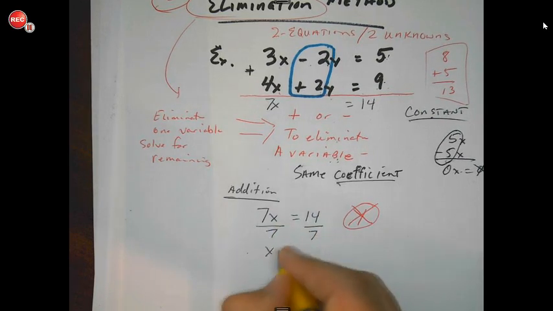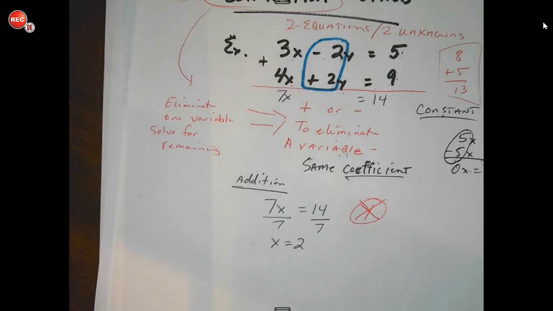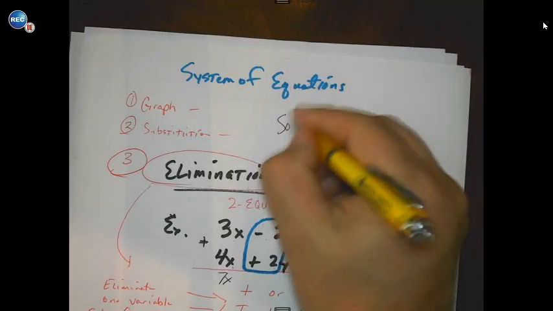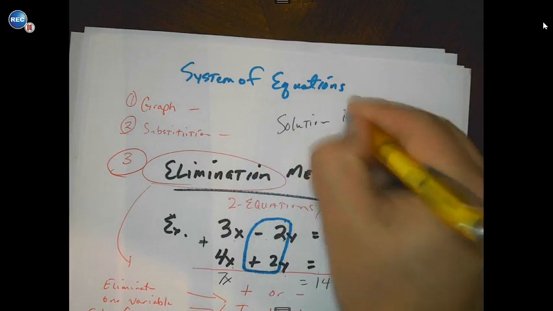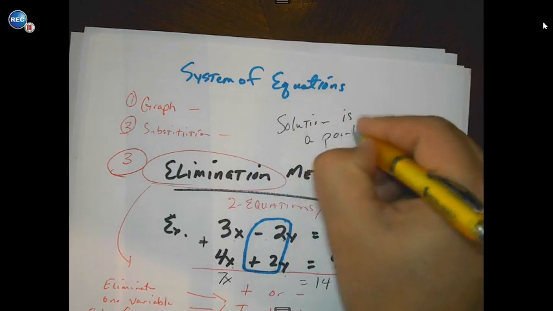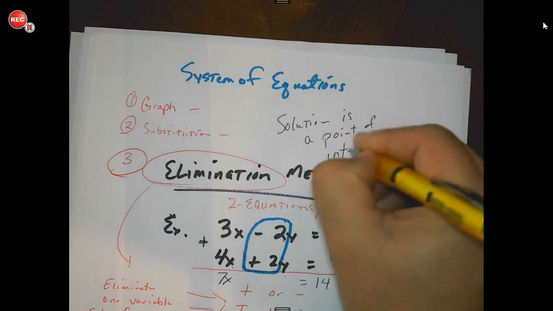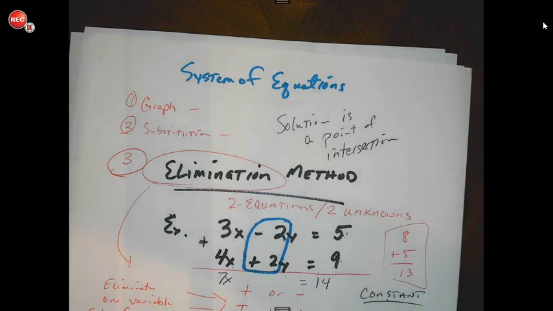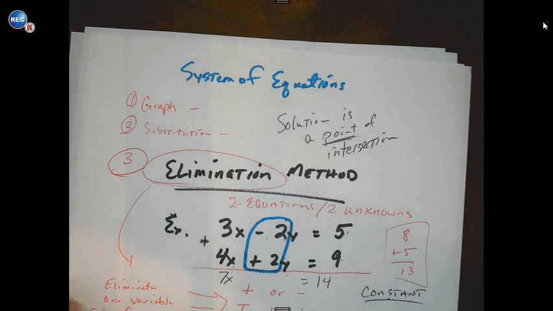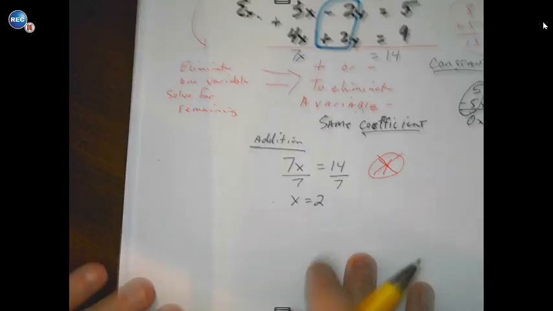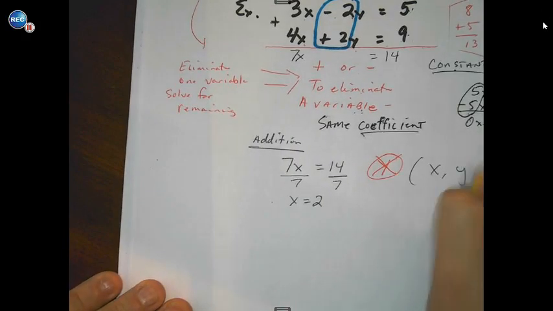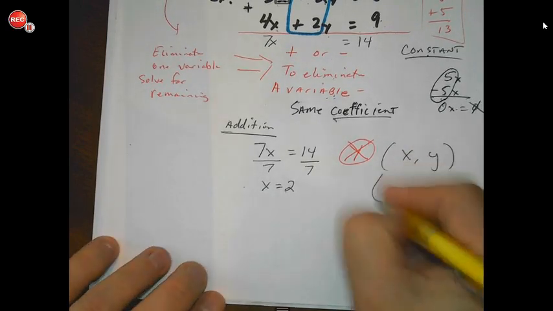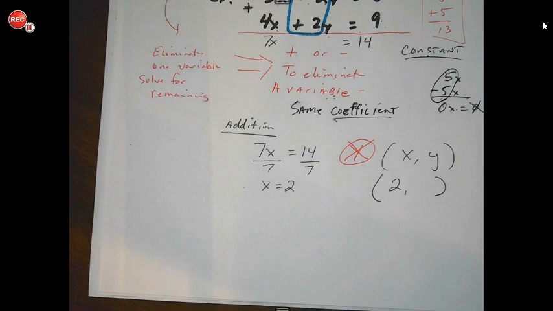Divide by 7, and we end up with x equals 2. Are we done? No. Remember, the solution of a system of equations is a point of intersection. Unless the two lines are parallel or they're the same line, the solution is a point. And so we are looking for an x and a y. So now we've already found the x. What do you think we must do for the y?